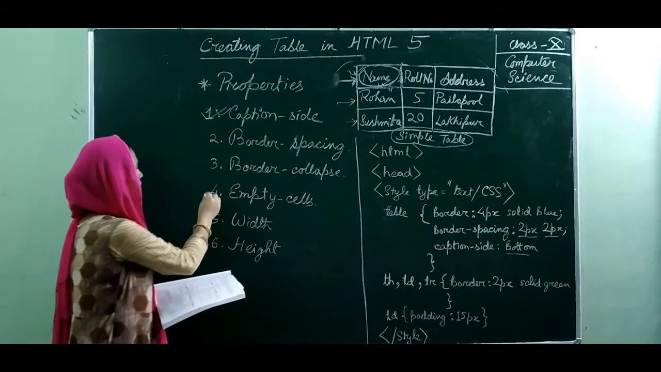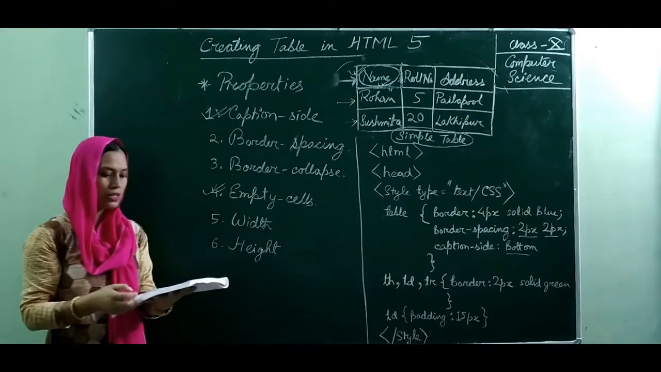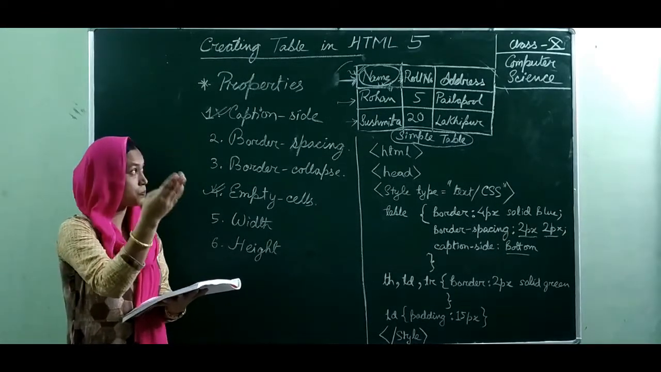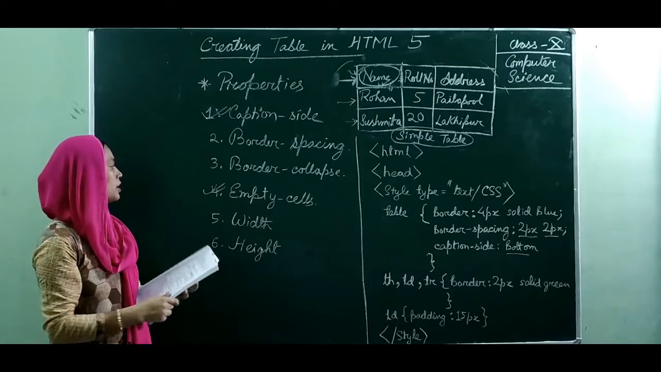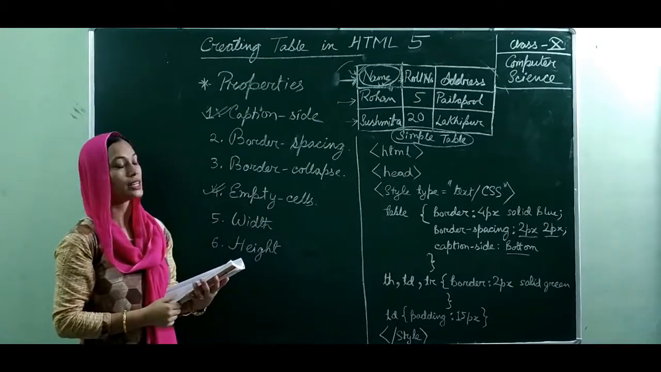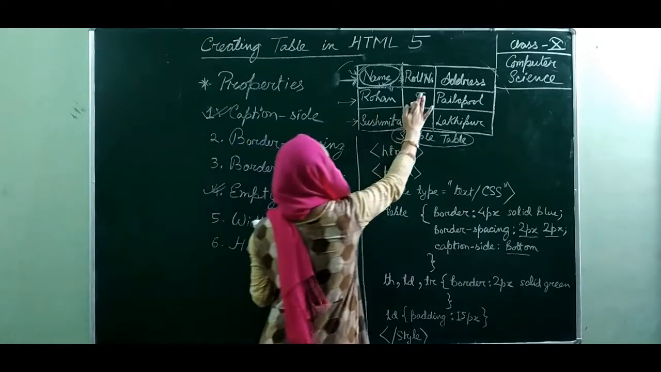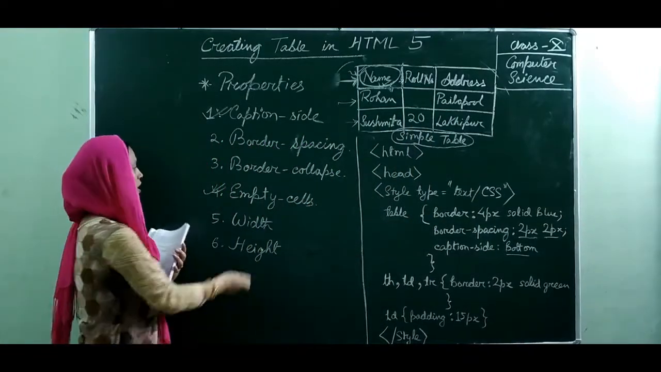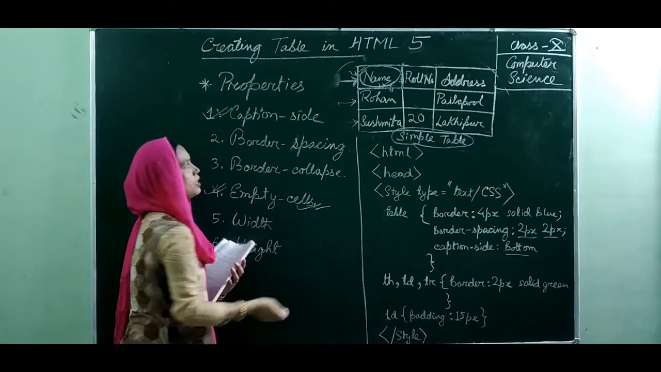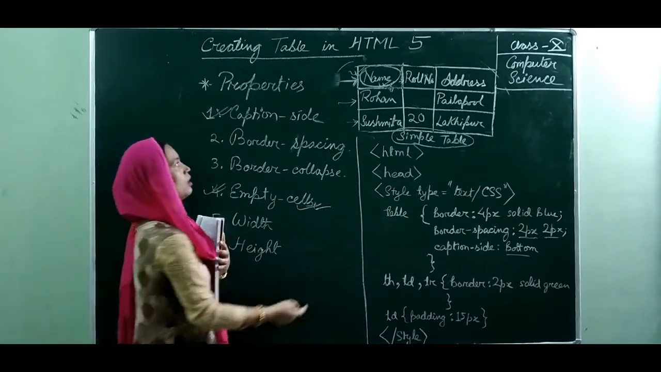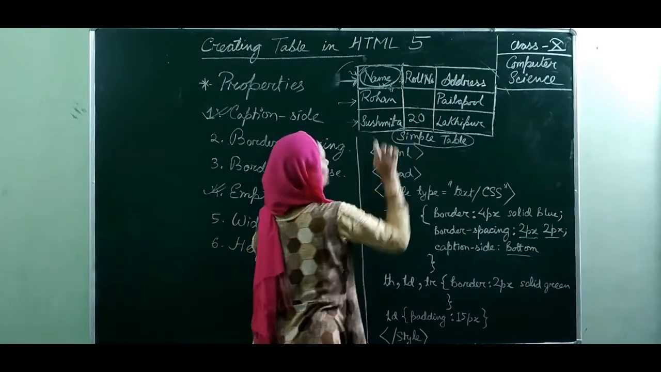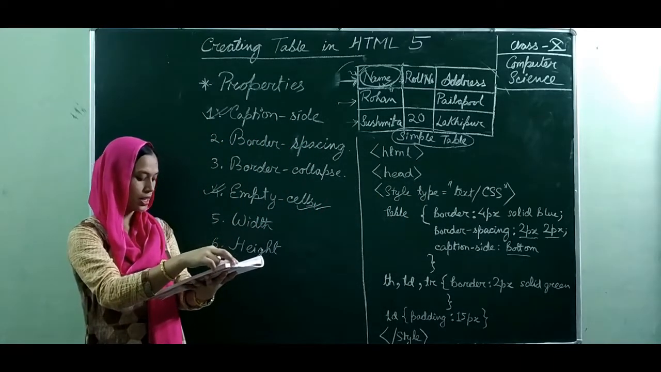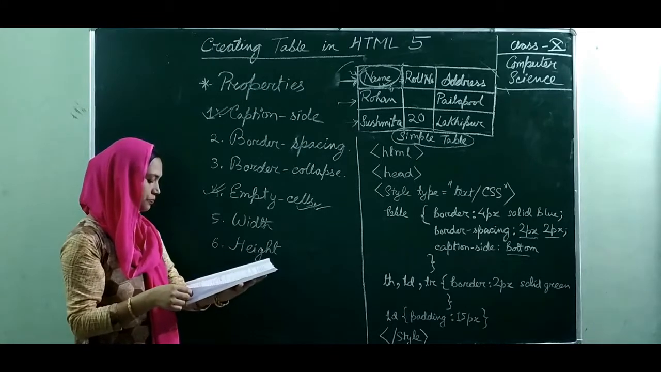Next, we have empty cells. Suppose inside your table you want to display an empty cell, then you can use this property, that is empty cells. Like here, if you want some empty cell inside your table, then you can use this empty cells property, and you can display your table with empty data. That property is used to create an empty cell.